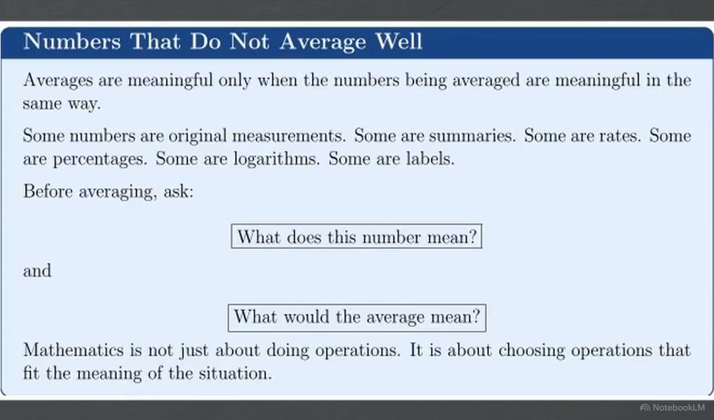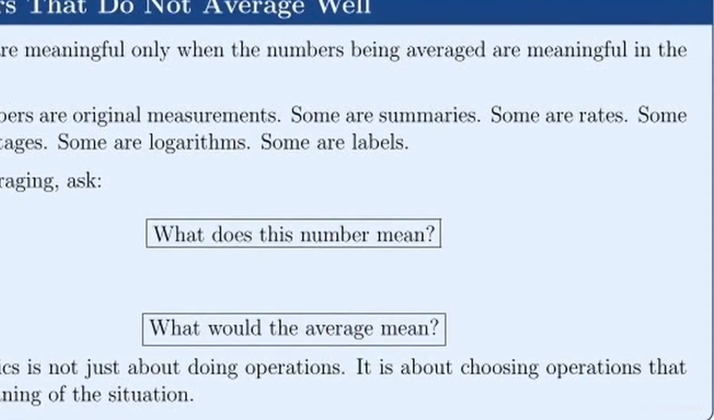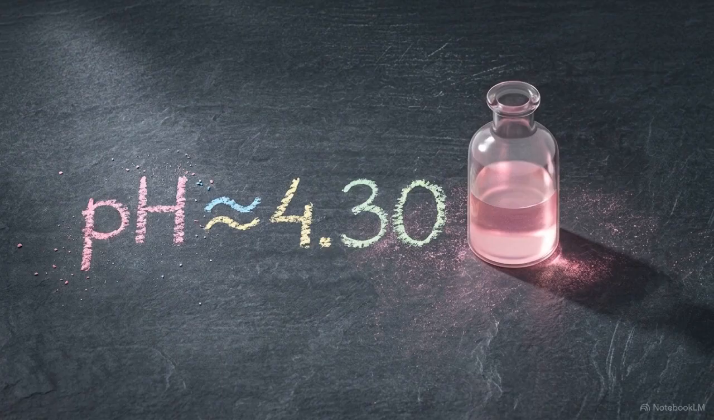To avoid meaningless calculations, always verify the context of the numbers. Ask, what does this number mean, and what would the average mean? Effective mathematics is the discipline of selecting the specific operation that accurately reflects the physical truth.